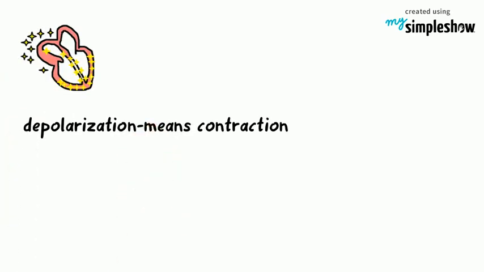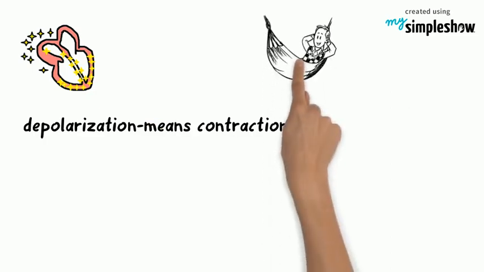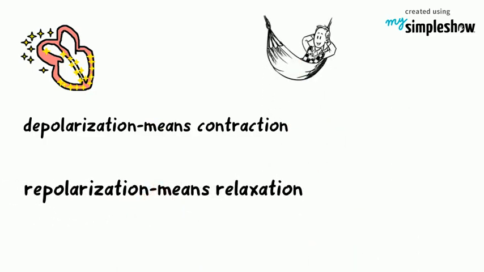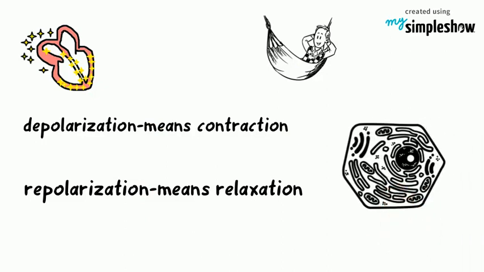The technical term for the cardiac activation process is depolarization. The return into resting state is called repolarization. These terms are derived from the fact that normal resting cardiac cells are polarized, that is, they carry electrical charges on their surface.